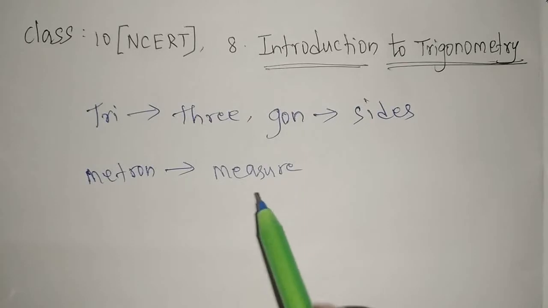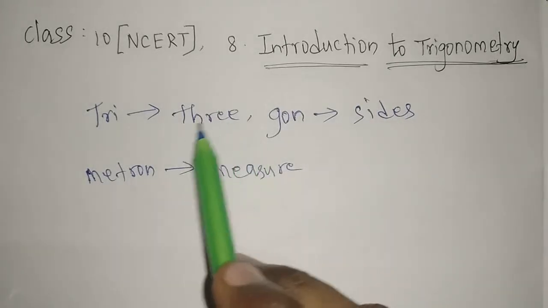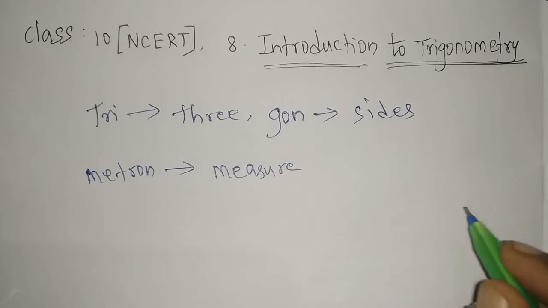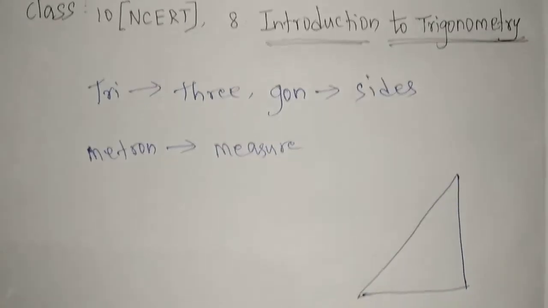So the meaning is that we are going to measure the sides of the triangle. Tri in the sense of 3 sides. This is the meaning. So what type of triangle are we going to use in trigonometry? We are going to use only the right angled triangle.